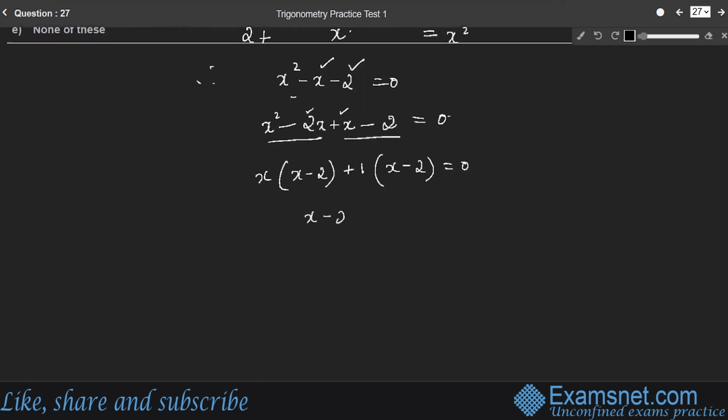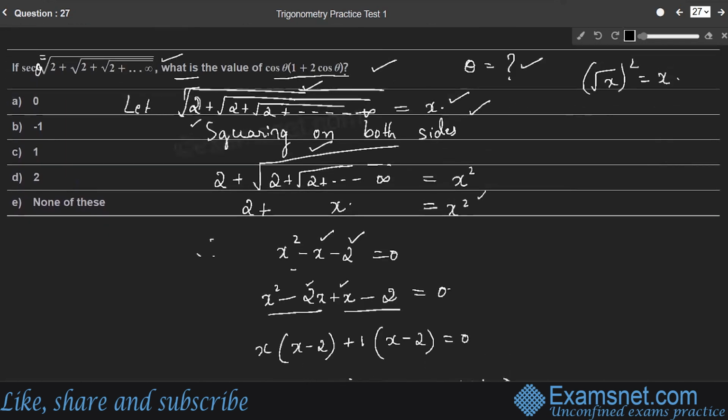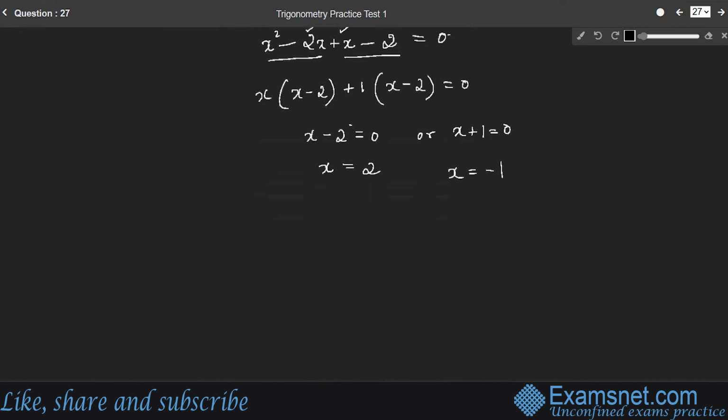So x minus 2 is equal to 0 or x plus 1 is equal to 0. Therefore, we have two values for x. x is equal to 2 and x is equal to minus 1. So what is x according to our assumption? x is root 2 plus so on up to infinity. So according to the question, secant theta is root 2 plus root 2, right? Which is x, right? Therefore, secant theta is equal to x, right? So there are two possible values for secant theta. So it is 2 or secant theta is equal to minus 1.